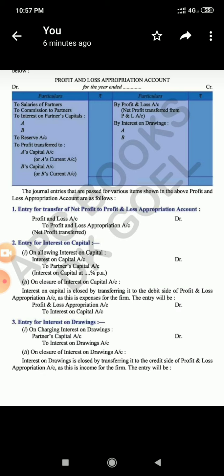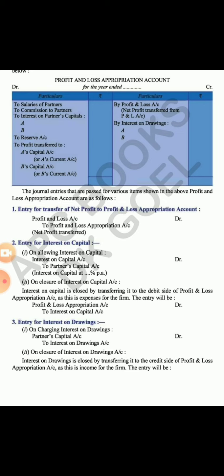Again I would like to repeat, the profit and loss account has two sides, the debit side and the credit side. In the pro forma, the debit side has particulars and amount, and the credit side has particulars and amount. First we enter salary, to salary. If the question gives salary related to the partners, we show it here only. Then to commission of partners.